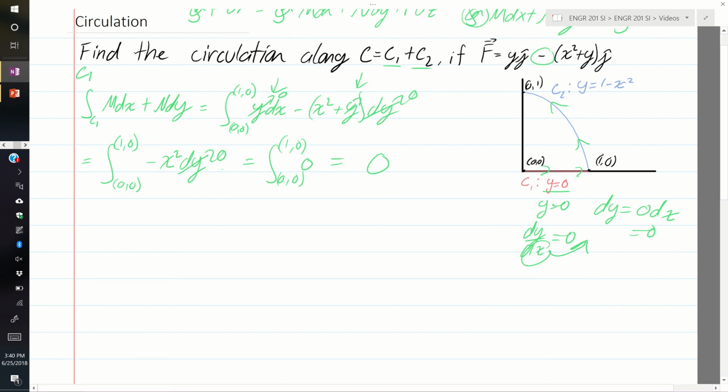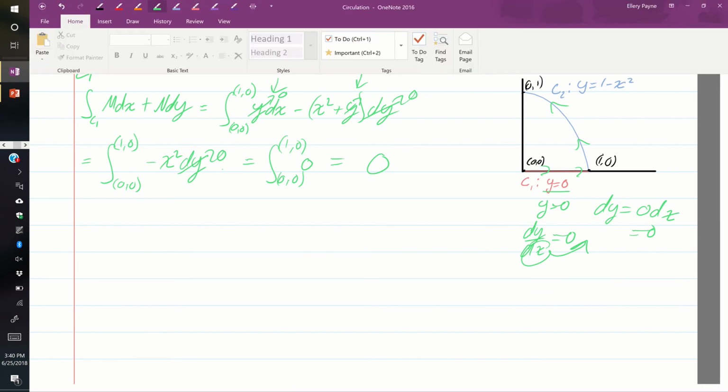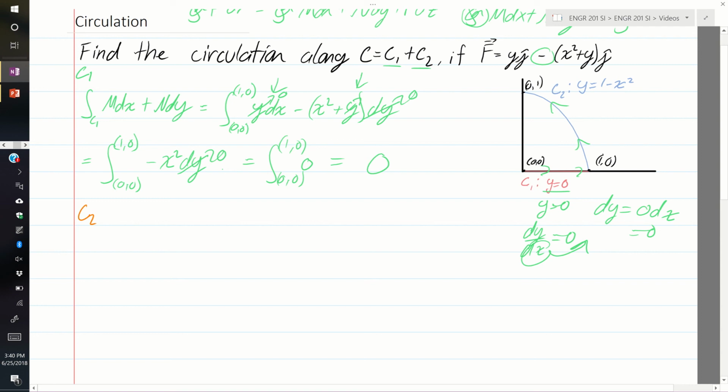Now for C2, I'm going to change up the color here. For C2, however, it'll be a little different. Again, we'll have M dx plus N dy, with the same starting point. These equations right here will be the same, except our limits will be different. So we're going from (1, 0) to (0, 1) of y dx minus (x squared plus y) dy.